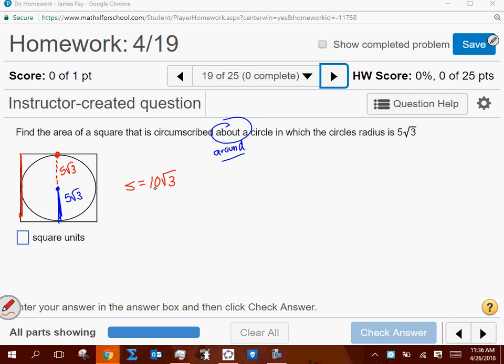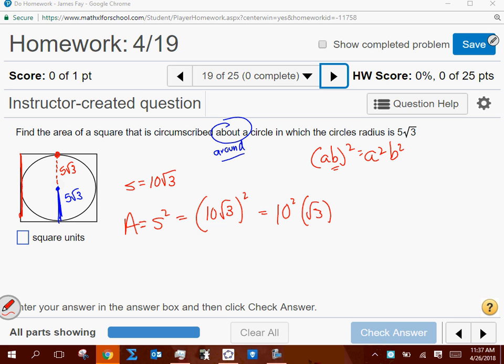10 radical 3, right? We add those together. Okay. So if that's a side length, the area is s squared. So the area would be 10 radical 3 squared, right? Okay. Well, when I have a product and I'm squaring it, we've done this before. If I have AB squared, that turns into A squared B squared, right? That's the algebra. So 10 is my kind of my A object, so I'll square that. And then radical 3 is kind of my B object, so I'll square that.